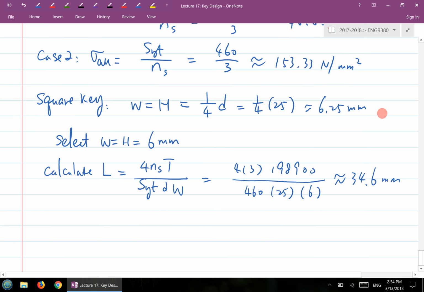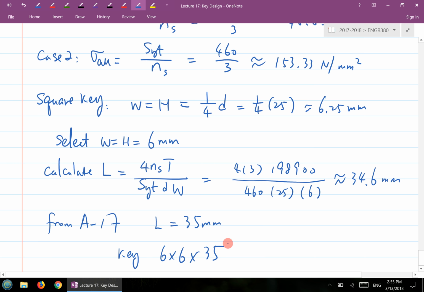And if you look at the nominal size table 8-17, then you can choose L to be 35 millimeter. So overall your key is 6 by 6 times 35. That's the key design.